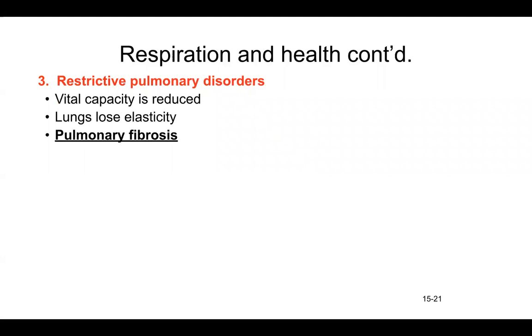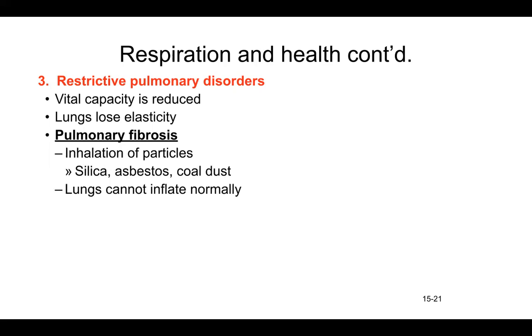One of the very common restrictive pulmonary disorders is pulmonary fibrosis. In pulmonary fibrosis, it's usually caused by an inhalation of particles that are foreign to the body, things like silica, asbestos, or coal dust, and then they get stuck in the lungs, and the lungs can no longer inflate normally. So that's the only one that we're going to talk about here in terms of restrictive pulmonary disorders. Remember that the word pulmonary relates to the lungs.